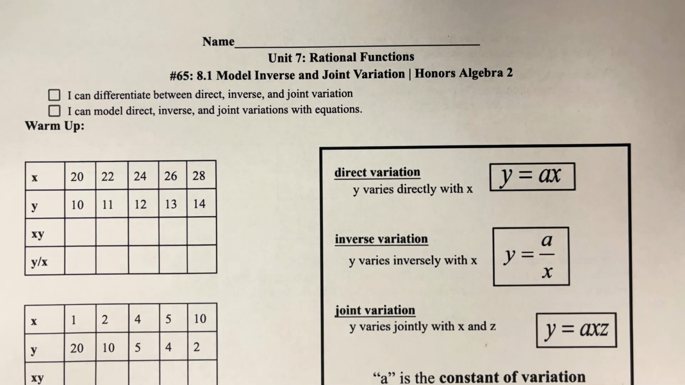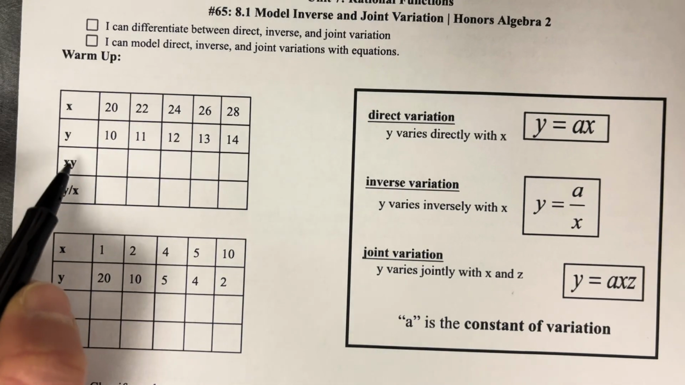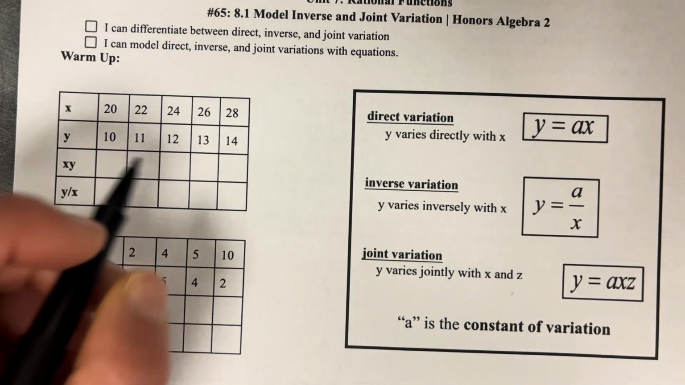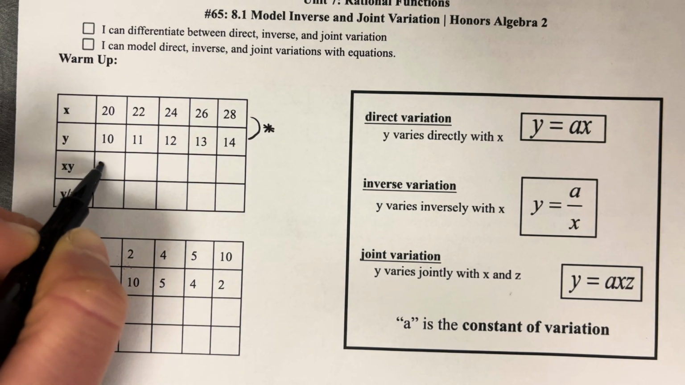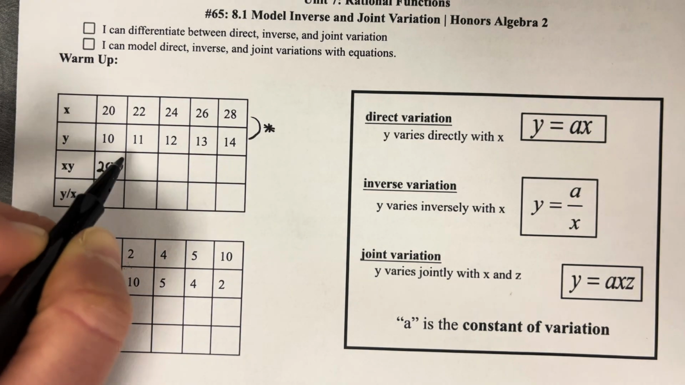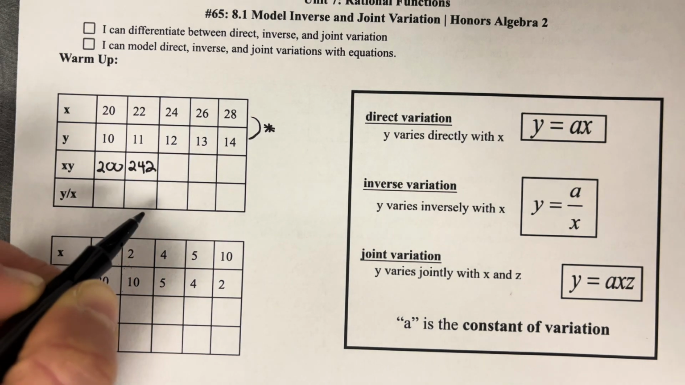8.1 Model Inverse and Joint Variation. So we're going to start with these tables. Start by calculating x times y. So 20 times 10, we get 200. 22 times 11, we get 242. Go ahead and fill out the rest on your own.